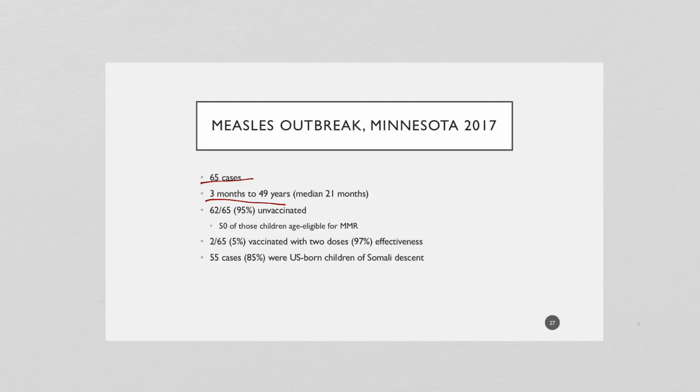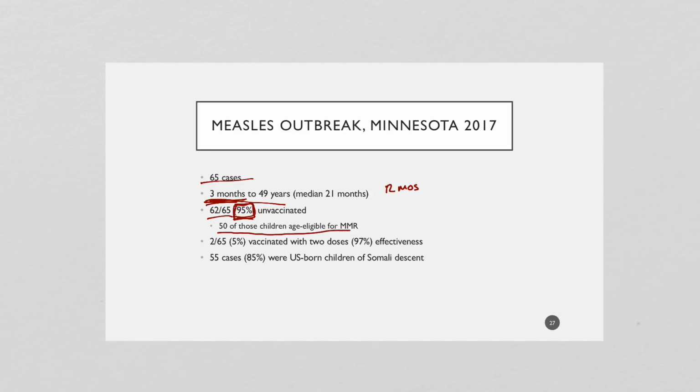Remember that in the United States, you have to get your first MMR at 12 months of age. So there were some kiddos who were not able to get the vaccine, and thus they were classified as unvaccinated. But because they were so young, when we do the calculations for effectiveness, we don't put them in the unvaccinated. We put them in the other category. And so 62 out of 65 were unvaccinated, 95%. Look at that. So if you were not vaccinated, you had a really good chance of being in this outbreak.